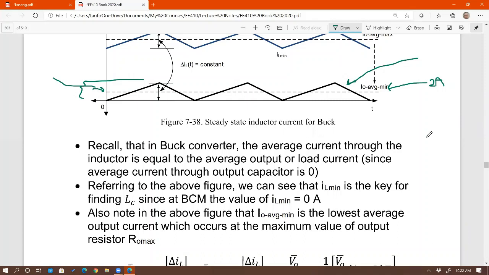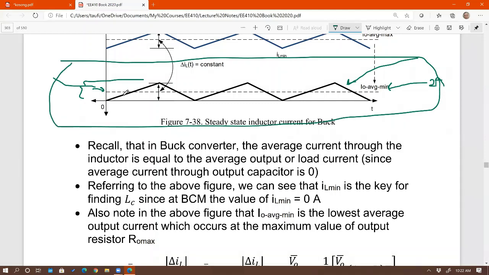The average at the minimum is 2 amps? Yeah. Maximum is 10? No. Just focus on this. If the average of this waveform, remember this is 0 at minimum, that's 0 amps right there. Now, if the average of this waveform is 2 amps, can you tell me what this delta IL is?